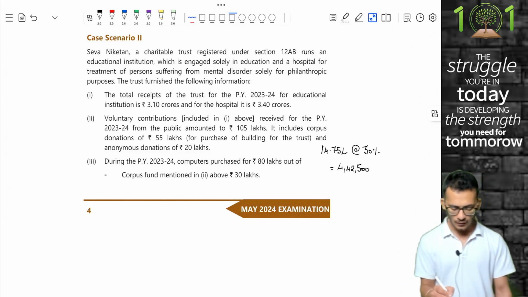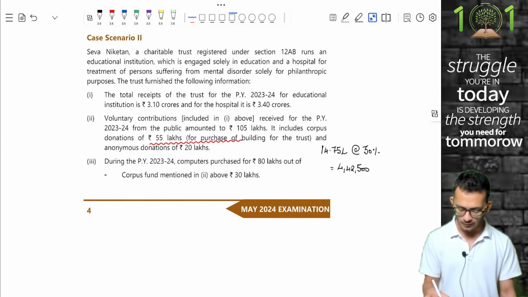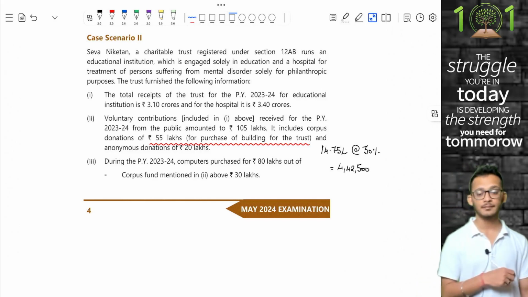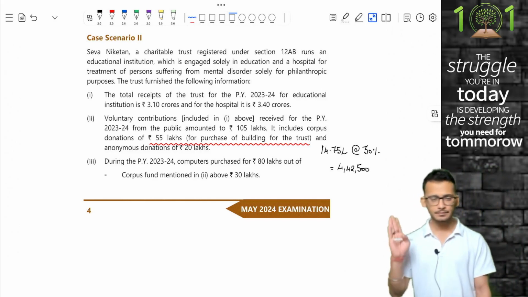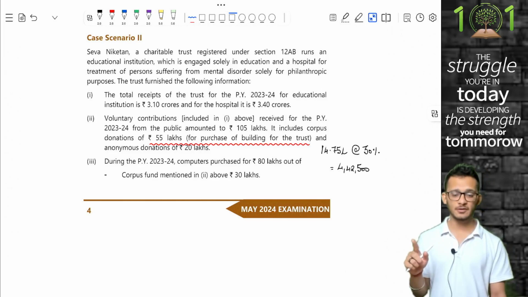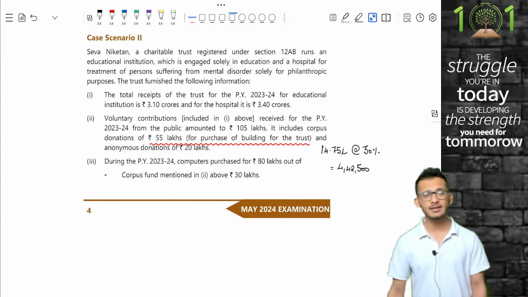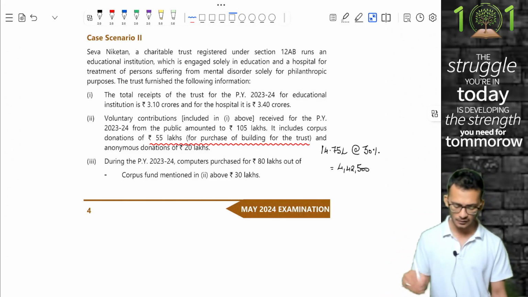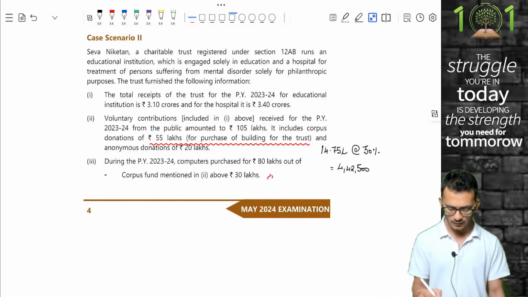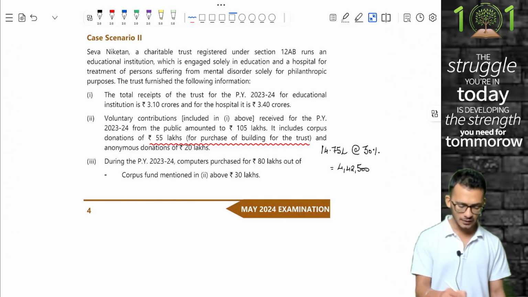It said that the corpus donation which has been bought for you is for purchasing a building. You have bought a corpus donation for the purpose of purchase of a building and now you're using it for the purpose of computers. Can you treat this as application? Answer is no. 100% no. This cannot be treated as an application.